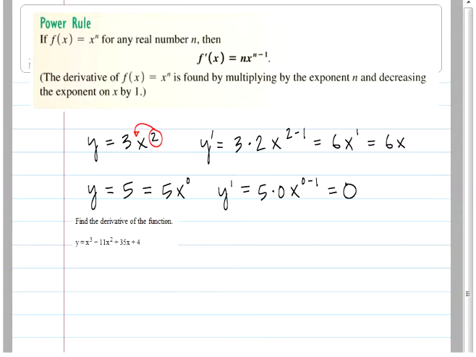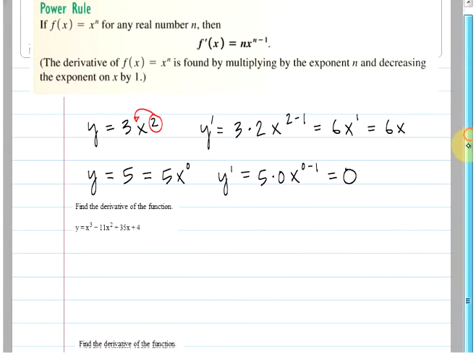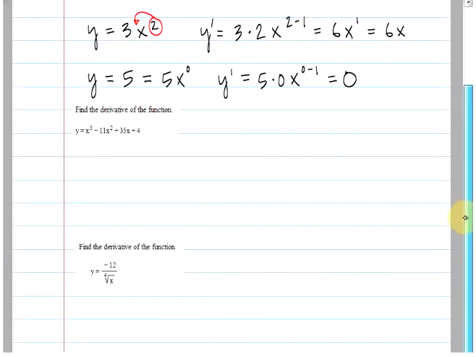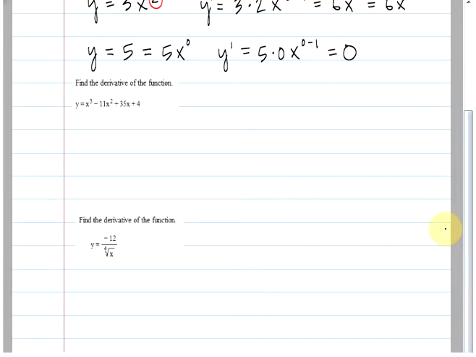Now let's move on to this first example that I've got here. When your function looks like one term or a string of terms added or subtracted, we can utilize the power rule to find the derivative, and the name of the game is going to be that we apply the power rule one term at a time. So in other words, we have this function here, y equals x to the third power minus 11x squared plus 35x plus 4. And to find the derivative, we will just apply the power rule one term at a time.